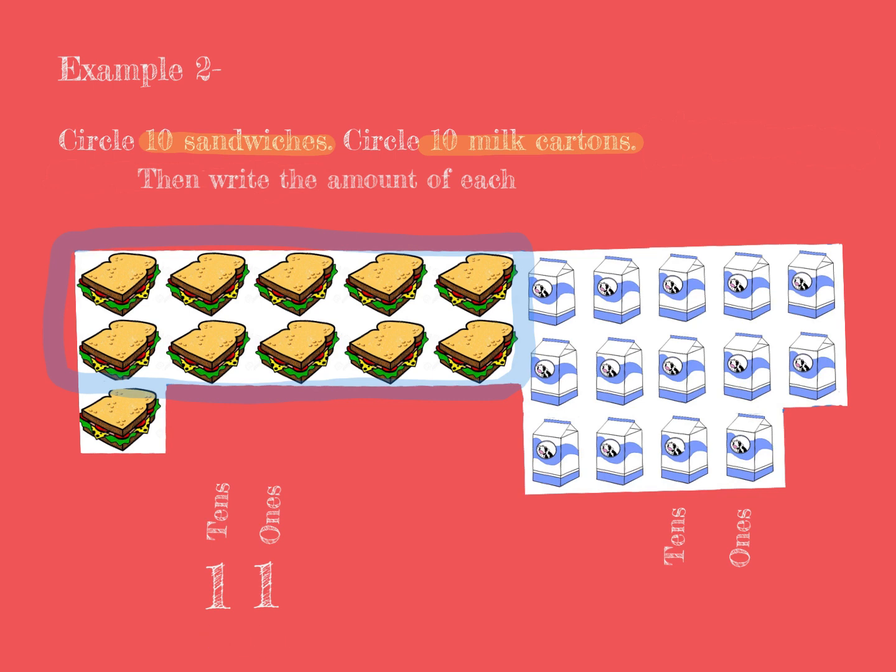and this can also be written as 11. Now we will do the same with the milk cartons. 1, 2, 3, 4, 5, 6, 7, 8, 9, 10. So we group these 10 together and write a 1 in the tens place. Then we count the rest. 1, 2, 3, 4. So we write a 4 in the ones place. This gives us 14 milk cartons, which can also be written out as 14.